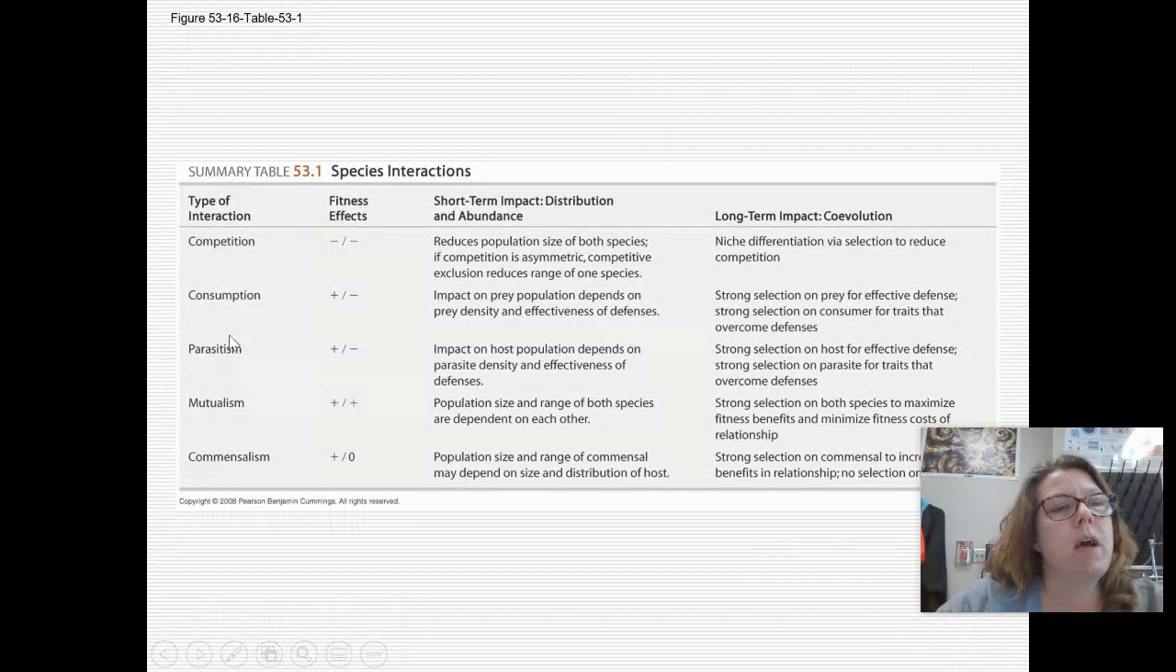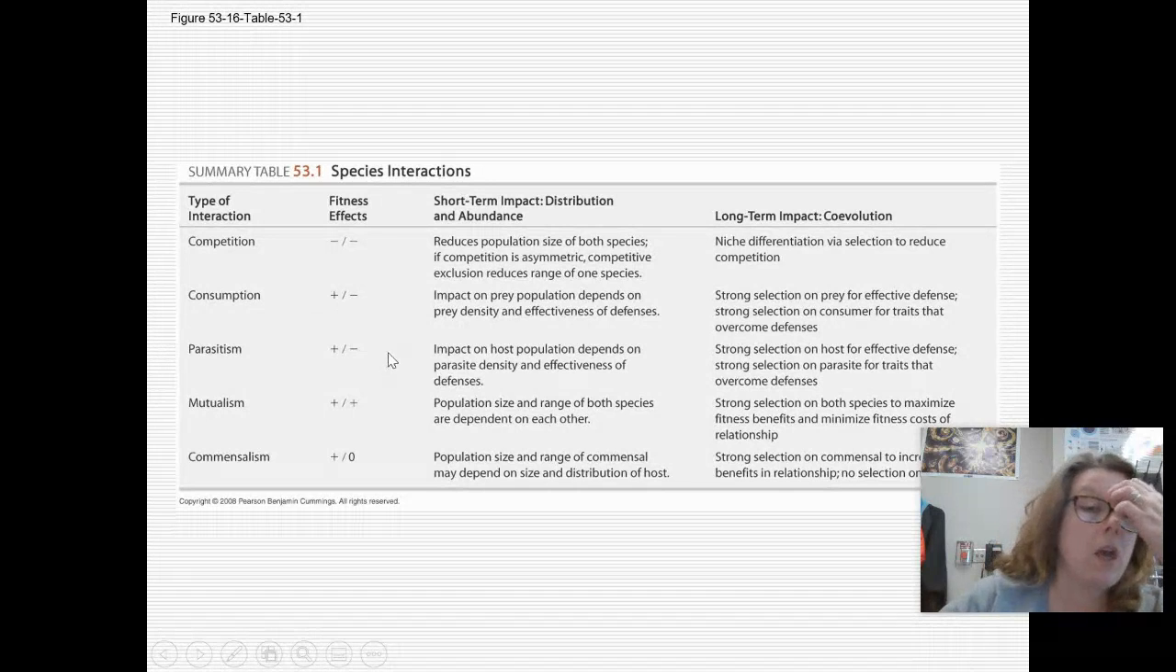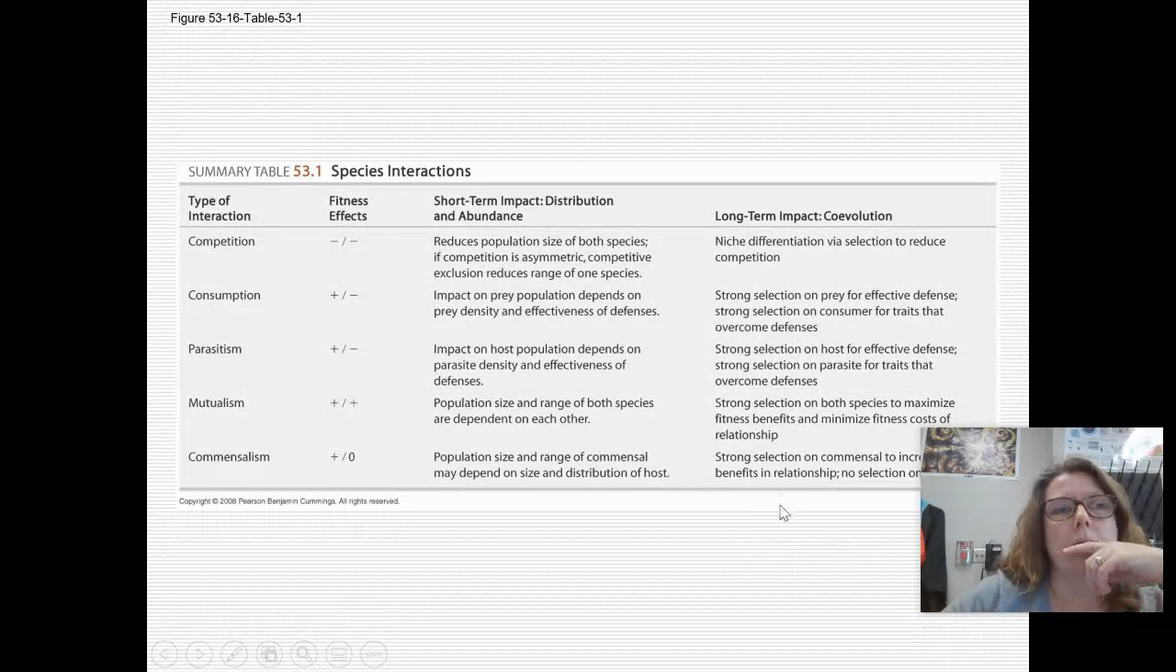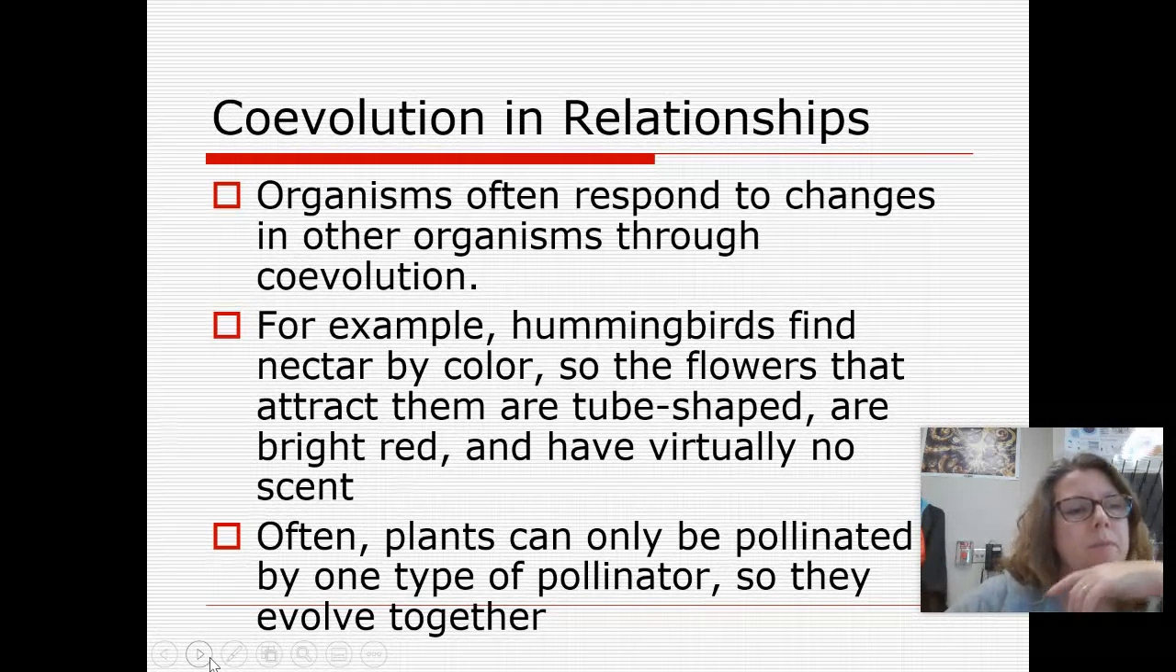So this chart shows you the interactions that we were talking about. Here are the three symbiotic ones, and then look at competition and consumption as well. Notice consumption is very much like a parasitic relationship in that one benefits and the other is harmed. These are the trophic relationships. Notice also competition is generally thought of as a lose-lose. Generally, the competitors both lose out for the most part. But this is just summarizing all of those relationships.